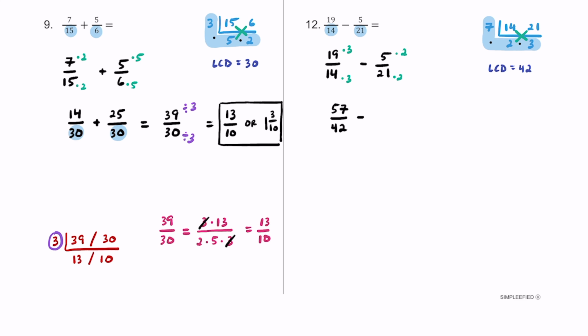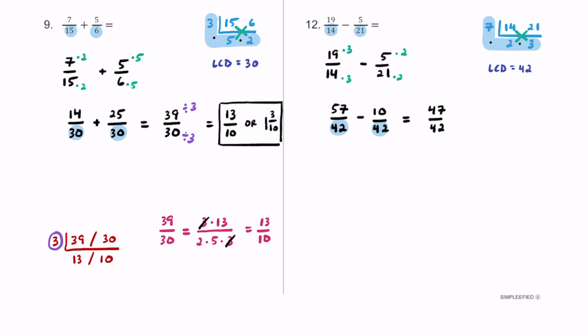So 57 over 42, take away 5 times 2 is 10, so it's 10 over 42. And if you go ahead and subtract, we now have common denominators, so we're allowed to do so. 57 minus 10 is going to be 47. 47 is a prime number, and put that over 42.